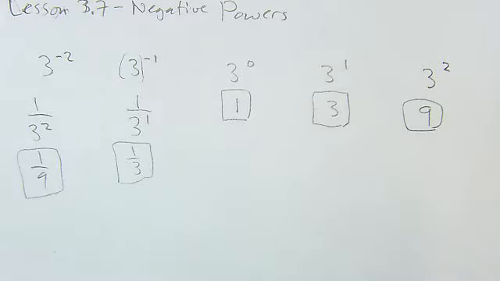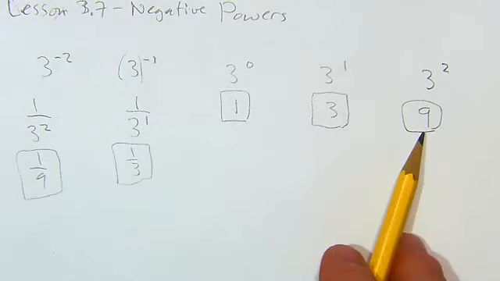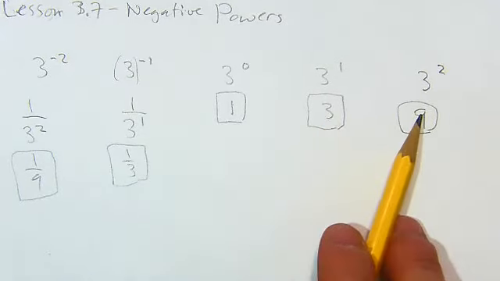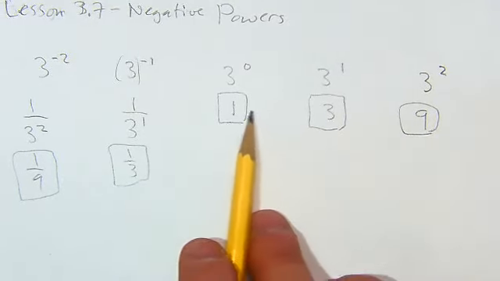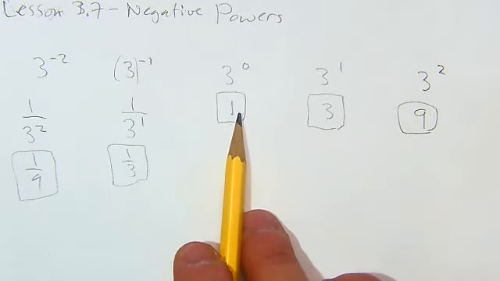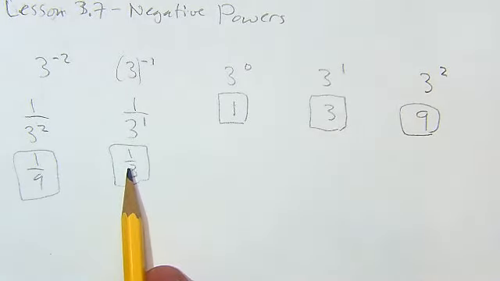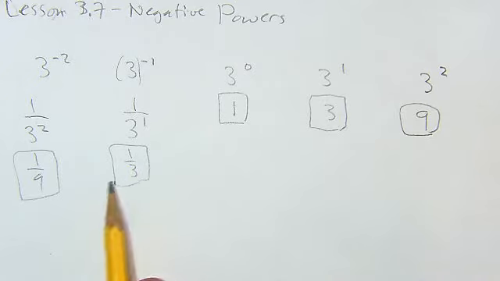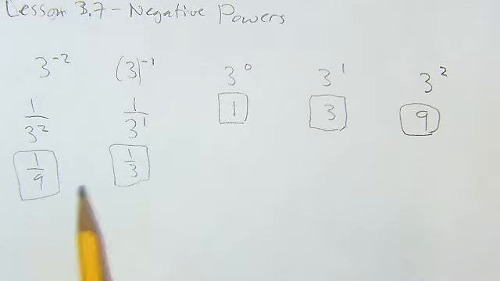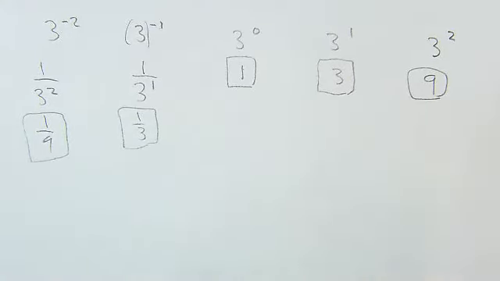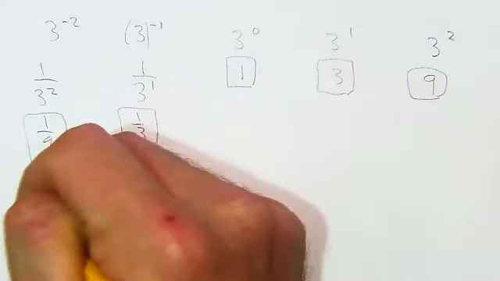Okay, if you look at the progression going backwards, I divided by 3 to get from here to here, divided by 3 again. Now 1 divided by 3 is actually 1/3. 1/3 divided by 3 is actually 1/9. So it does make sense if you think about that progression. All right, let's do a couple more examples that you'll see on your assignment.